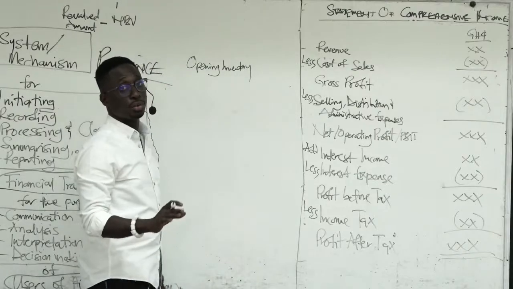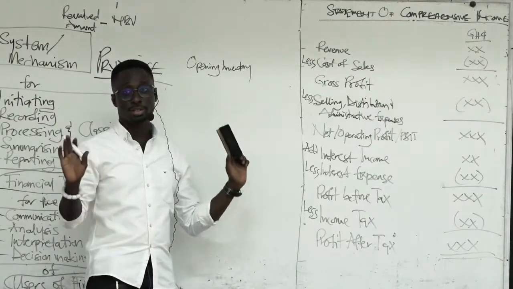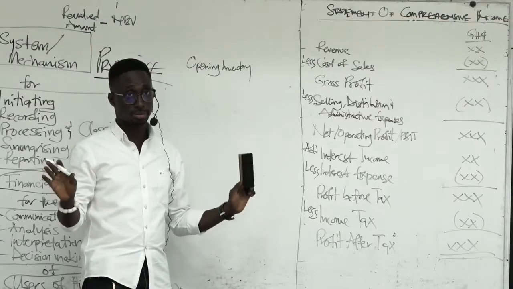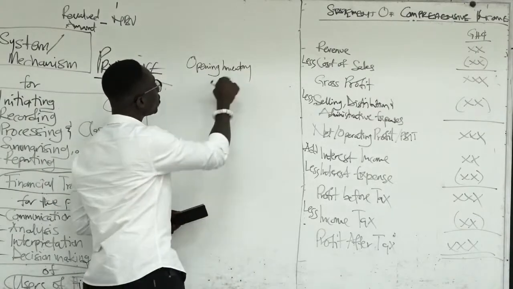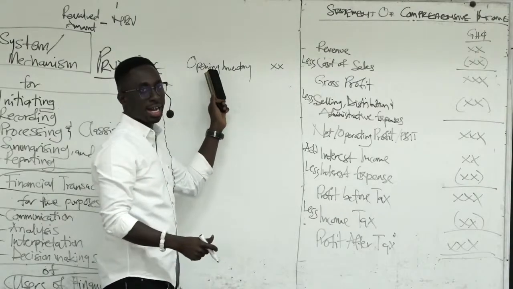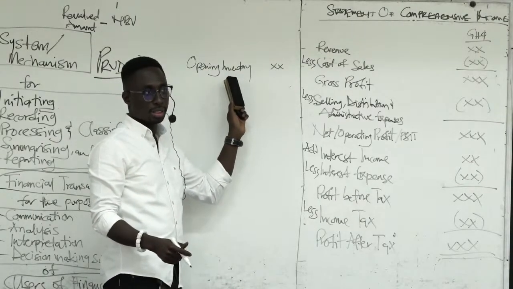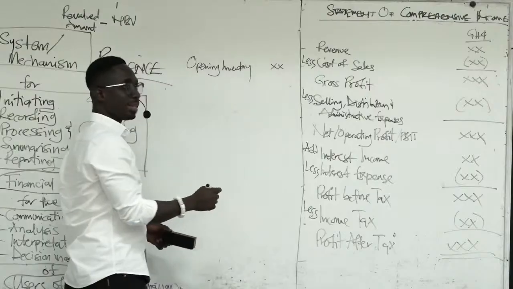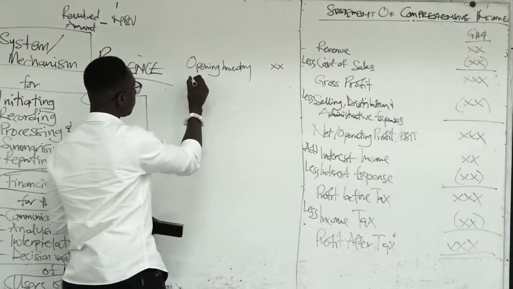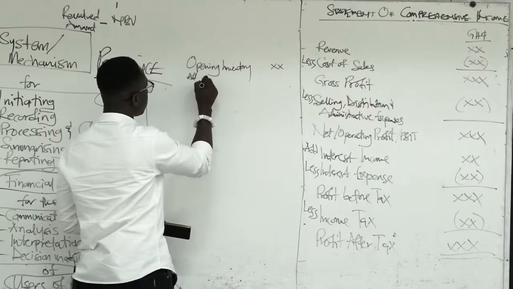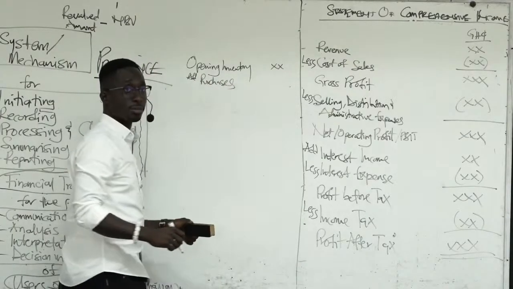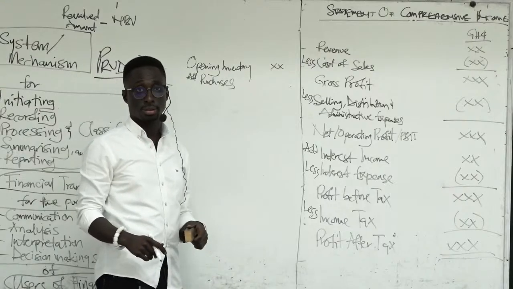Please, when you see inventory, it's the same as stock. Inventory, stock, same. So opening inventory, this is the balance you had at the beginning of the period. And then you made purchases. So you come and add purchases. We get it?